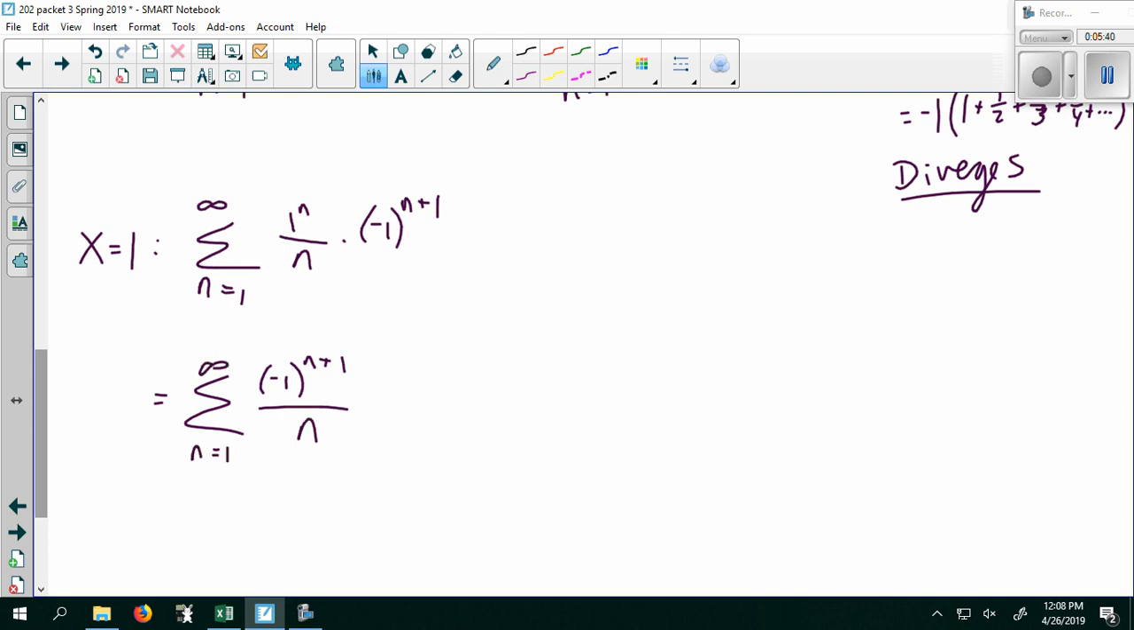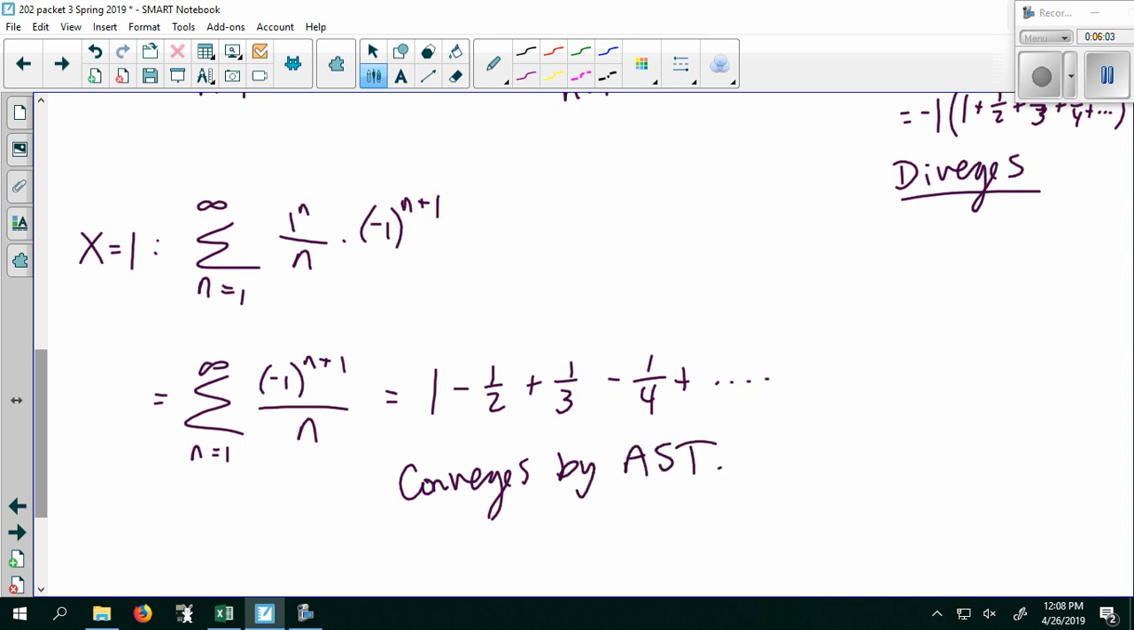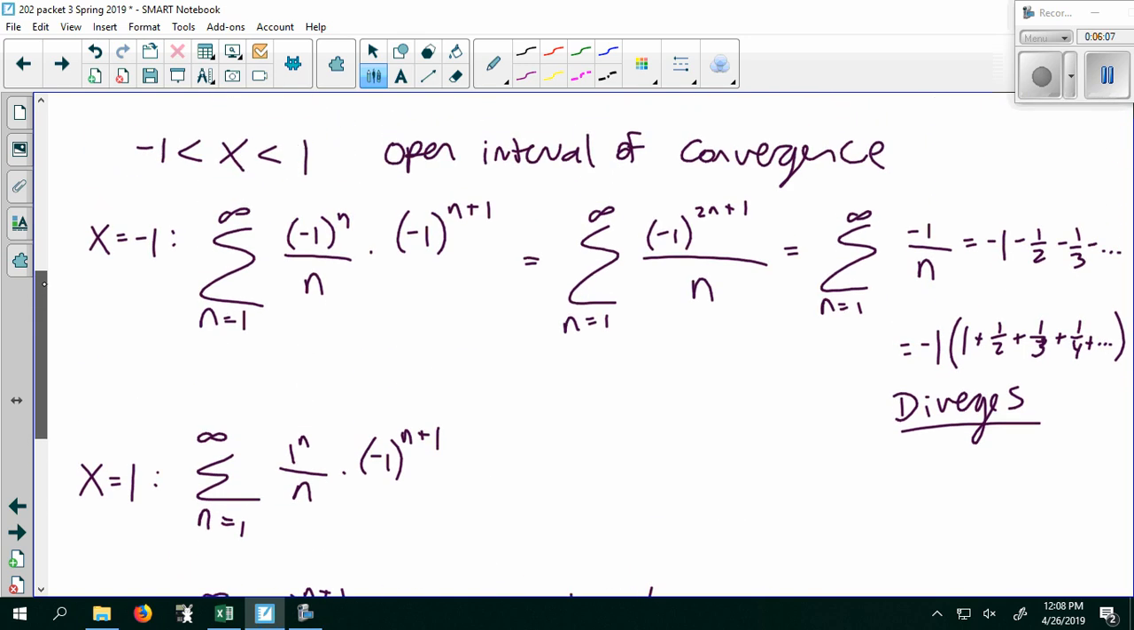So if I write down a few terms of this, I'm going to get 1 minus a half plus a third minus a fourth plus ... And this is the alternating harmonic series. This converges by the alternating series test, which means that I'm going to close my interval at 1.